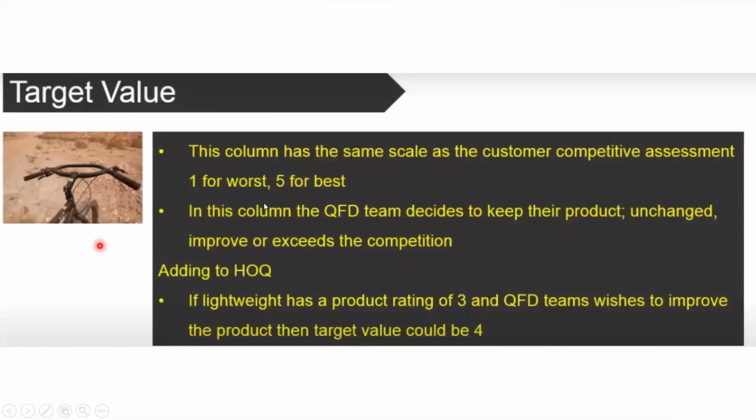Okay, target value. This column has the same scale as the customer competitive assessment. We put 1 for worst, 5 for best. So you decide to keep their products unchanged or improve; that is the target value. Let's say lightweight, the product rating is 3. Which to improve, so put number 4. If you want to improve it, now or in the future, you can put in a higher value.